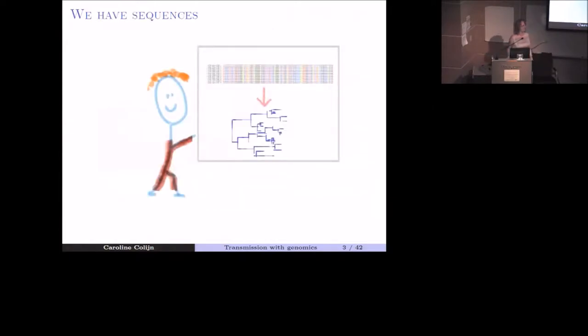And we have sequences, as you know, because you are a bioinformatics group and sequencing is cheaper now than it was 10 years ago, and there are lots of sequences, and we can make lots of trees, and we can ask ourselves, what did those trees tell us about the underlying ecology of the spread of the bug, and in particular, this question of who infected whom?